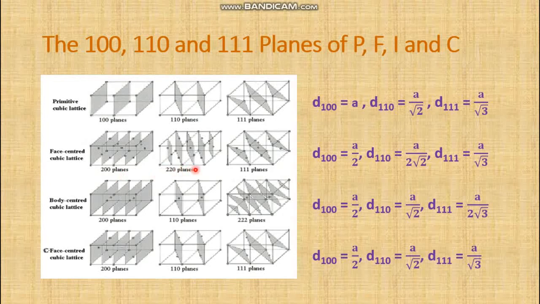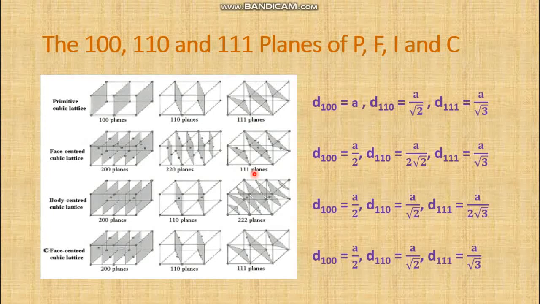Similarly, the 110 plane also becomes a 220 plane, while in case of drawing the 111 plane, all the lattice points are covered, so no need to insert any more lattice plane in between these 2. So the 111 plane for a face-centered space lattice still remains a 111 plane.